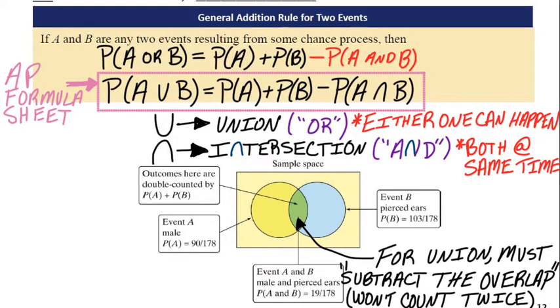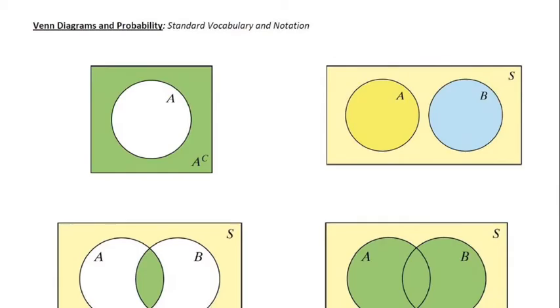All right, and the next part here is Venn diagrams and probability. These are really going to illustrate for us some of the rules of probability, and we're also going to talk about some of the vocabulary behind probability.